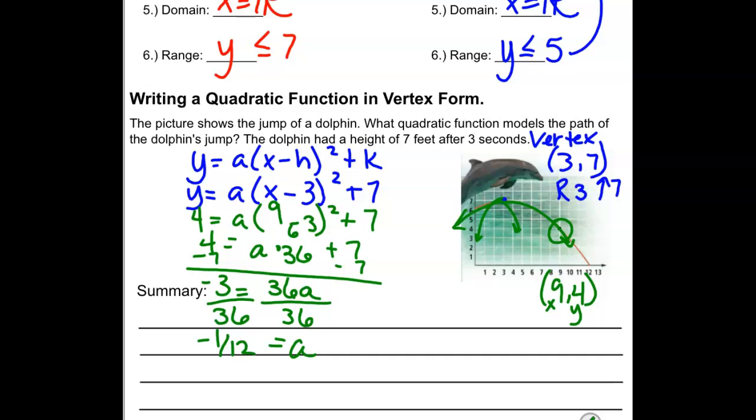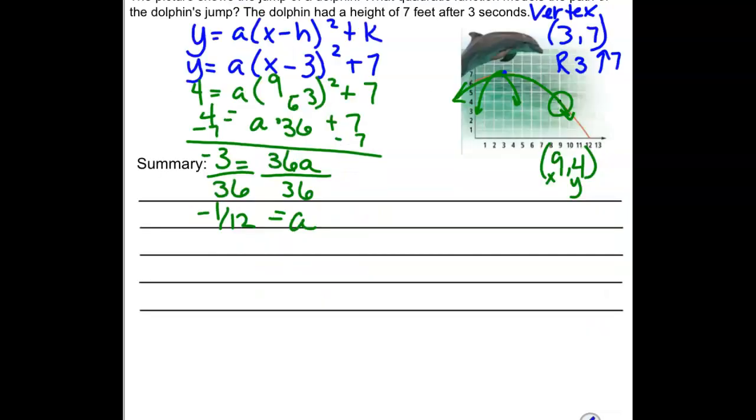All right, so then our last step is just to plug those values in. Y equals my A value of -1/12. We said we are moving to the right 3 and up 7. And notice that I have a square here. That's what gives you the parabola shape. So that's needed in my equation.